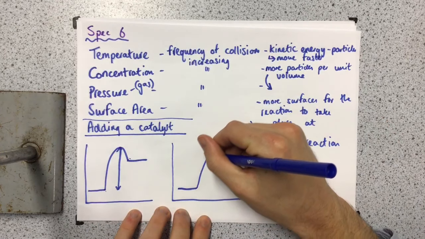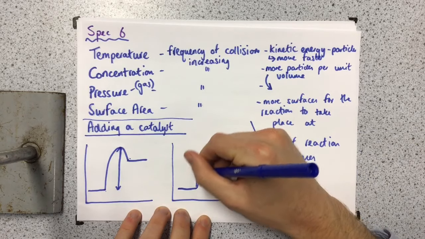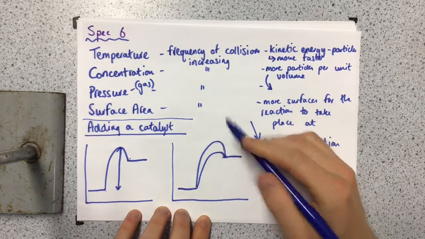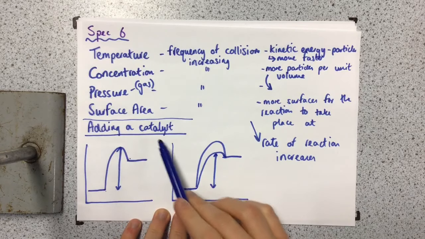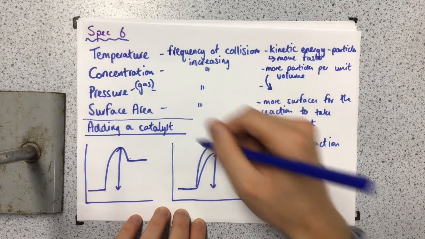For this one, what we're going to do is reduce the activation energy. So I'm going to draw them next to each other. So this is the original one, but now what's happened is the activation energy is smaller than it is there. And what the catalyst does is it reduces the activation energy.